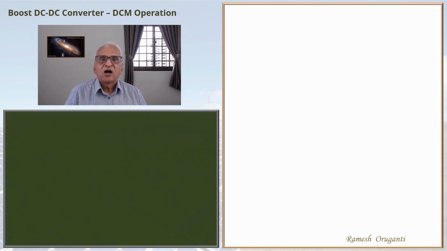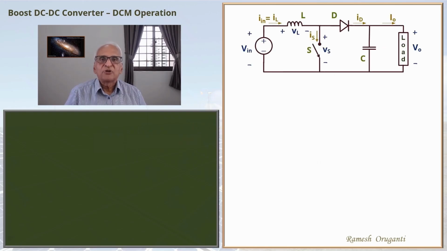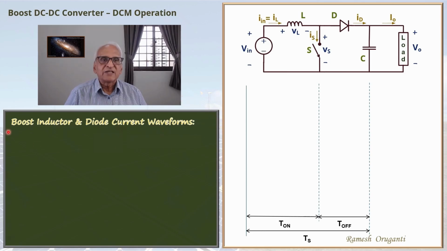We saw how the boost converter operates under DCM. Now we will see the relationship of the DCM operation to CCM operation and the boundary operation. We will see two waveforms, the inductor current waveform and the diode current waveform. That is IL and ID.